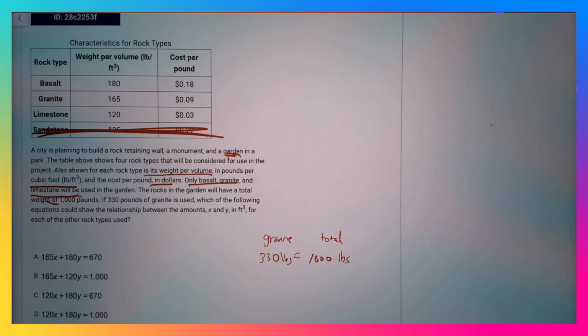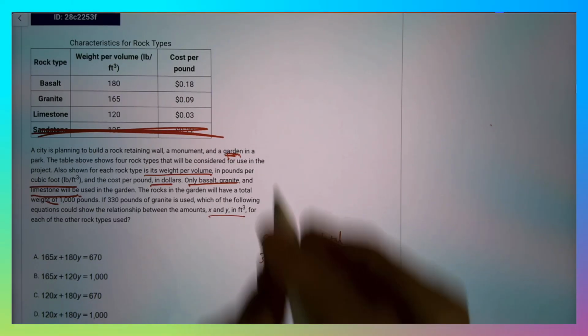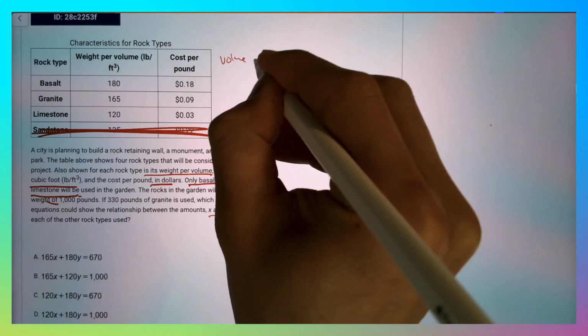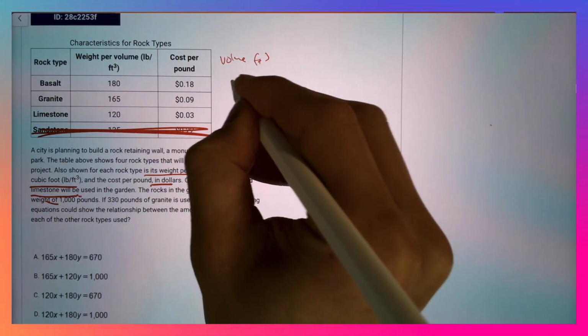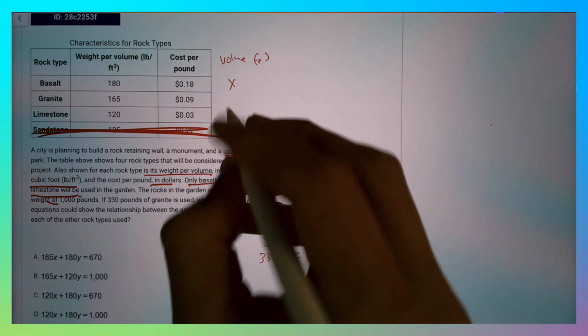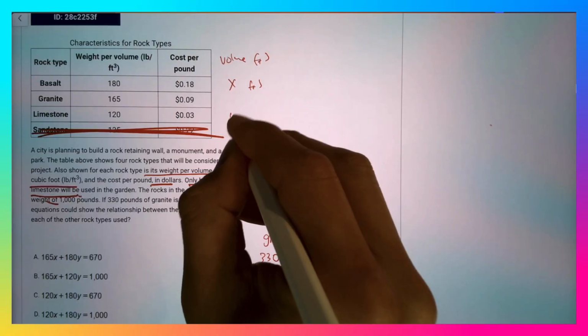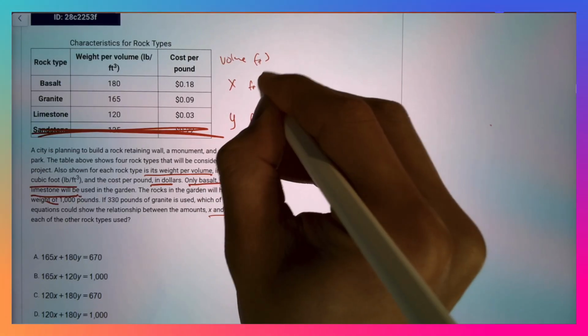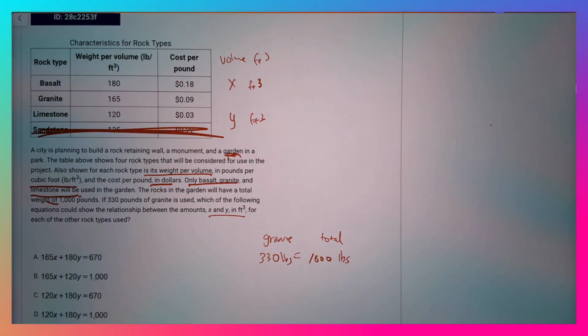Which of the following equations could show the relationship between the amount x and y cubic feet? So the given x and y is a volume. So I'm going to say volume in cubic feet. Let's just say basalt for now, x cubic feet, and y cubic feet for the limestone.